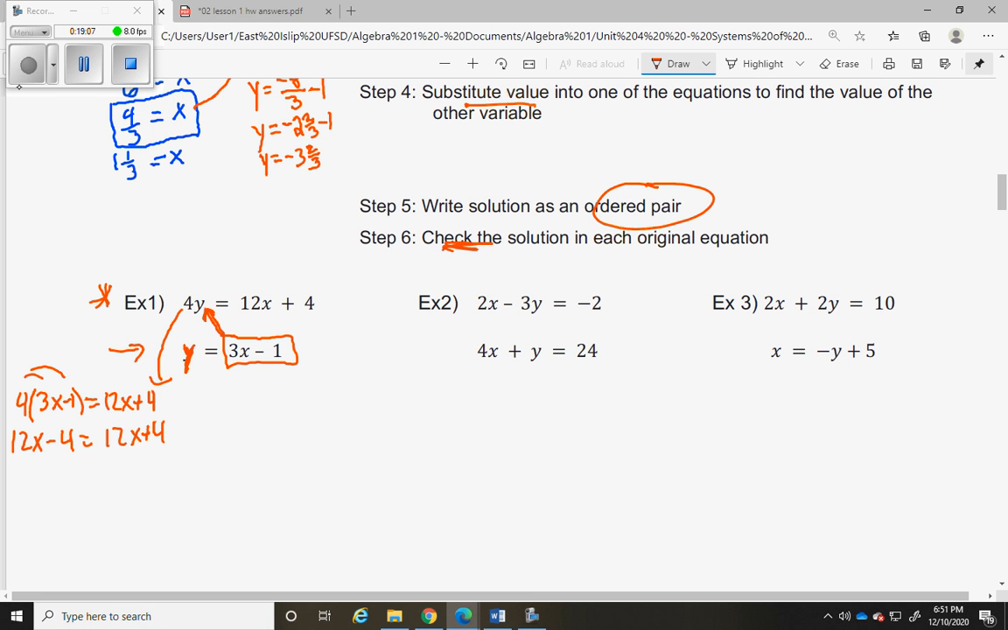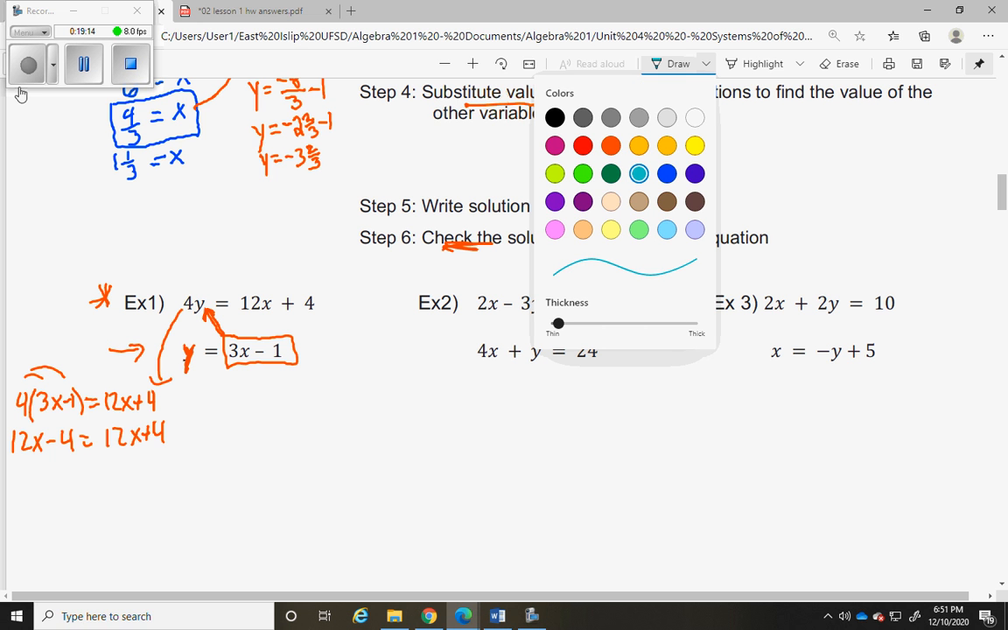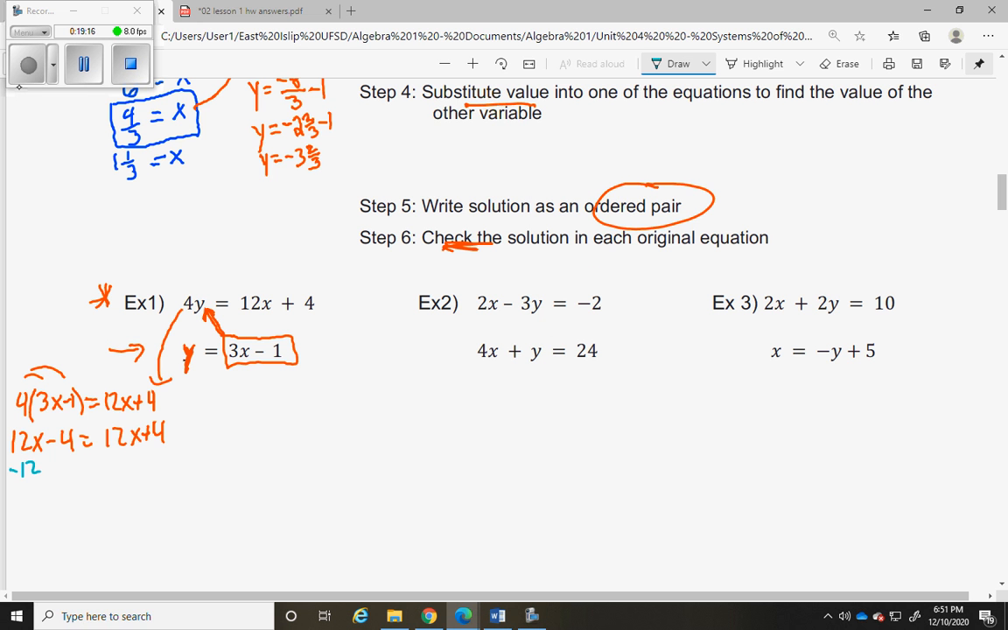Ooh, this is one of those interesting questions. I noticed right away this has no solution. If you don't notice it yet, you might want to subtract 12x from both sides. But I'm left with -4 equals +4. You say, what the heck is that? This has no solution.